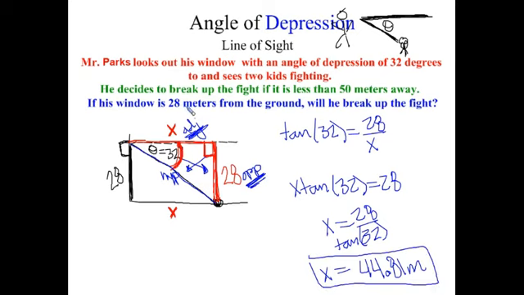So let's answer this question. If his window is 28 meters from the ground, will he break up the fight? Well, it said he decides to break up the fight if it is less than 50 meters away. Last I checked, 44.81 meters is less than 50, so yes, he would be able to break up that fight.